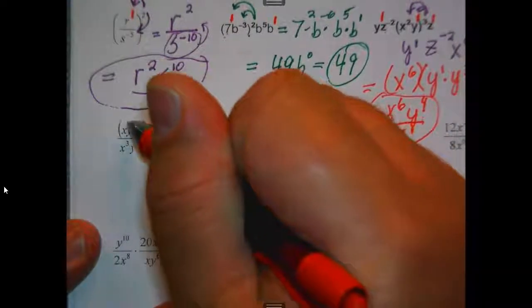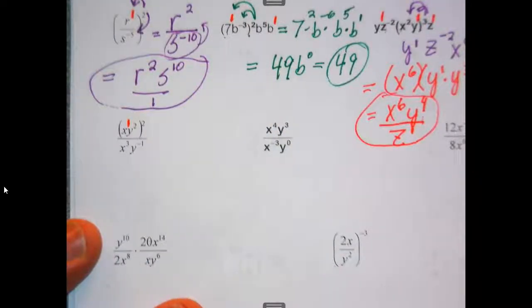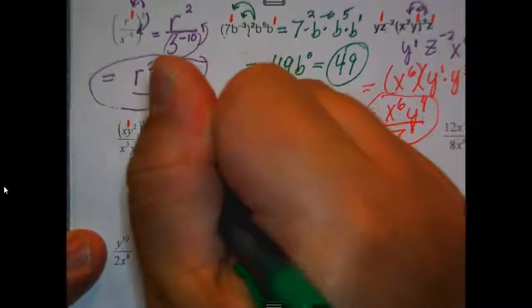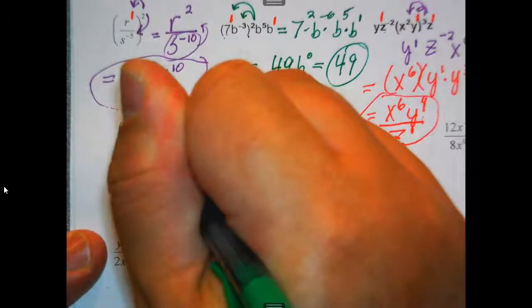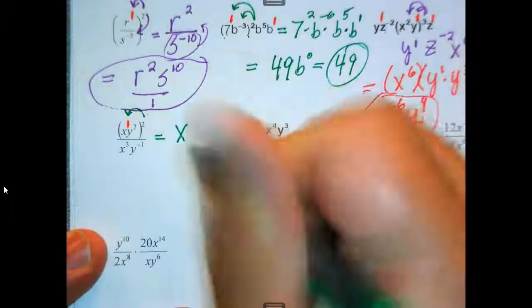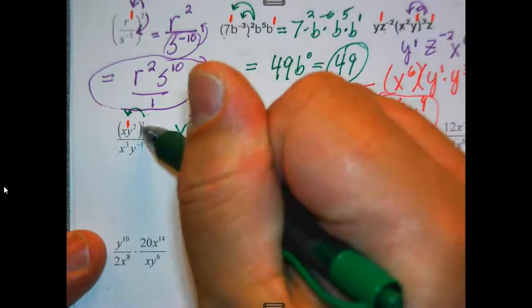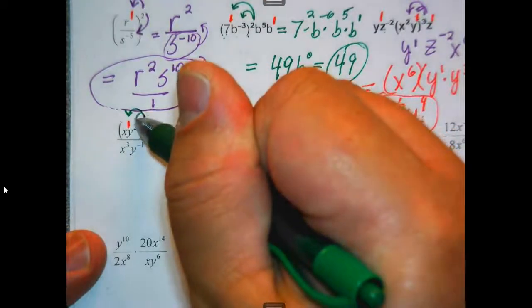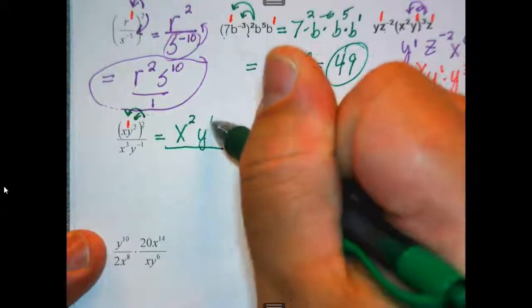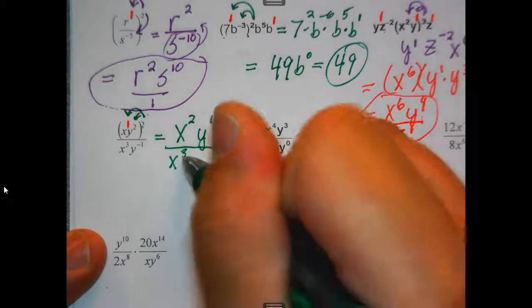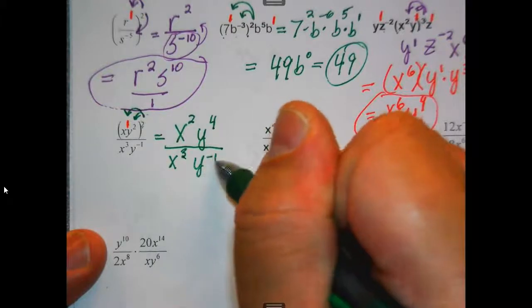I'm going to go ahead and put an exponent of 1 with my x. I have a power raised to a power. I have x to the 1 times 2 is 2. y to the 2 times 2 is y to the 4th. x cubed, y to the negative 1.